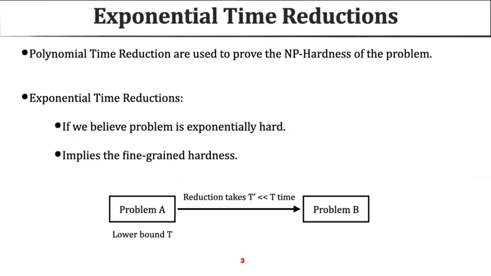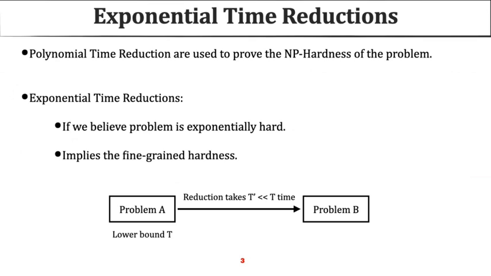When we have two problems and we only have a polynomial time reduction, but that reduction increases the problem size by a large polynomial factor, then in terms of fine-grained hardness we will not get much. But if we have an exponential time reduction which does not increase the problem size, then it might be useful to give fine-grained hardness.